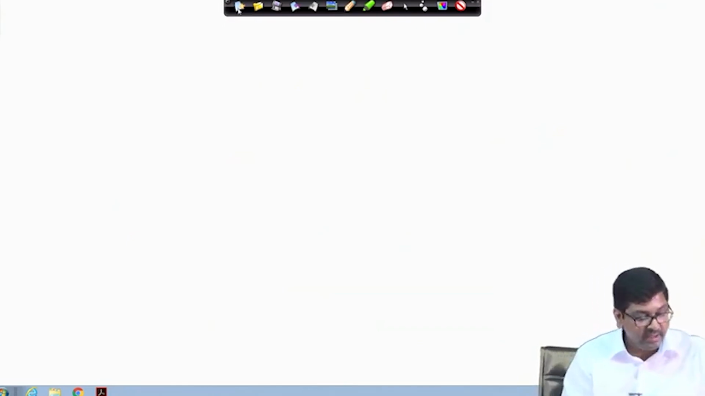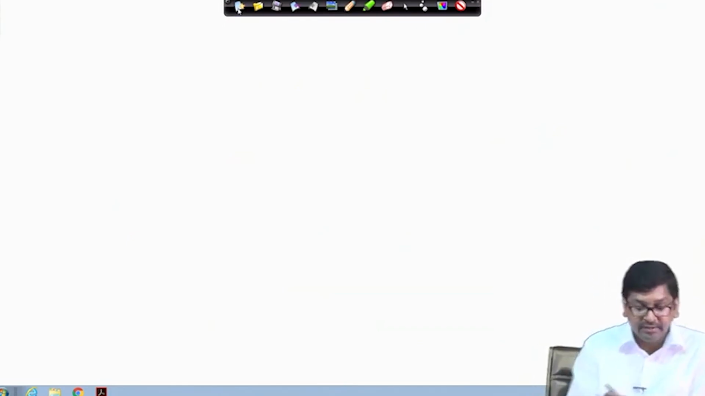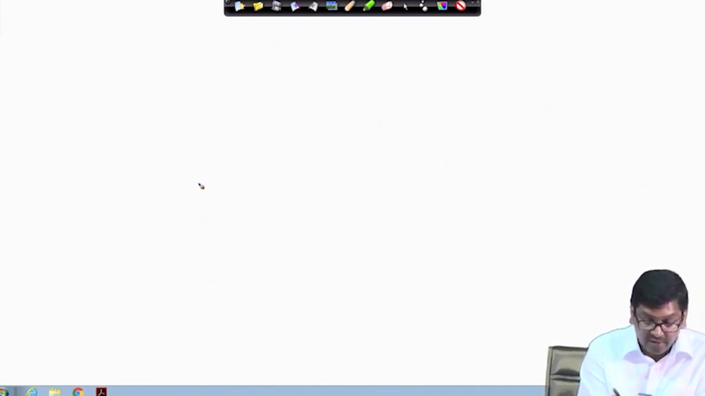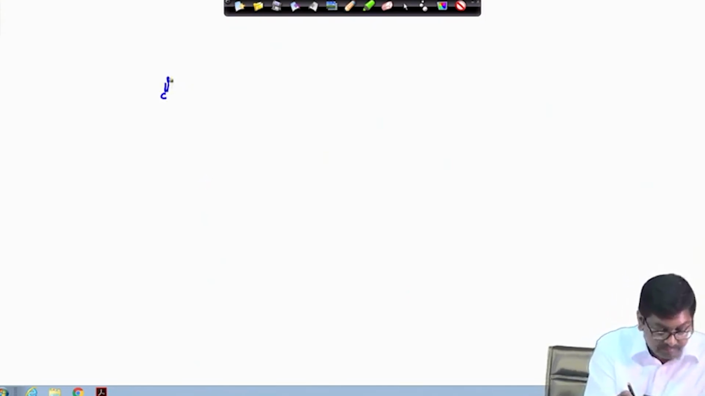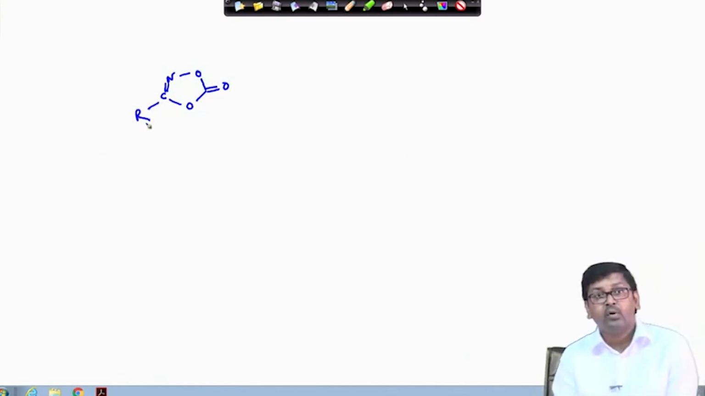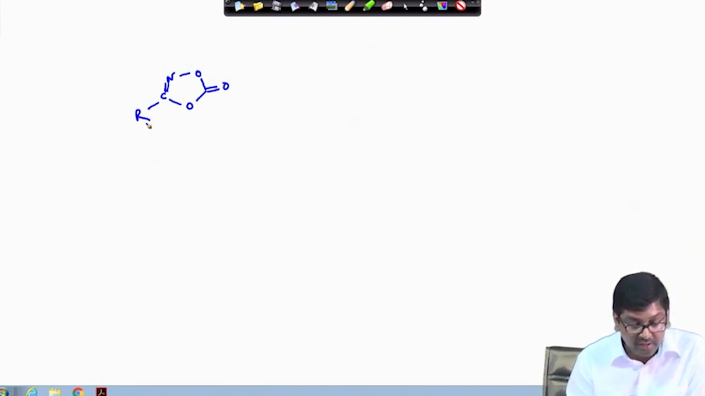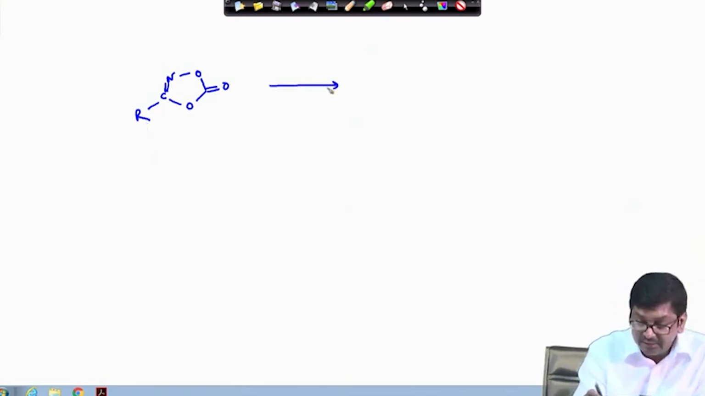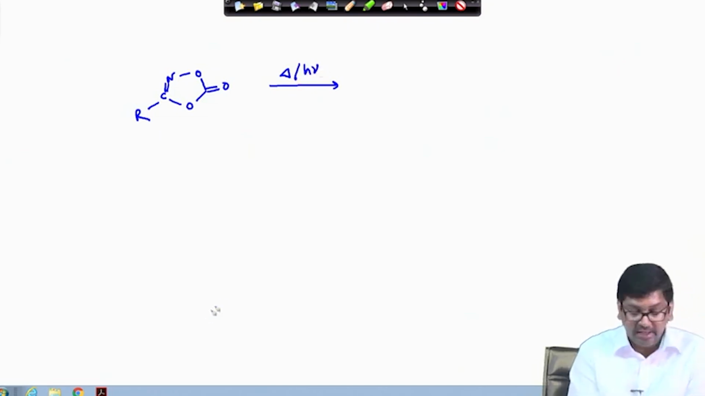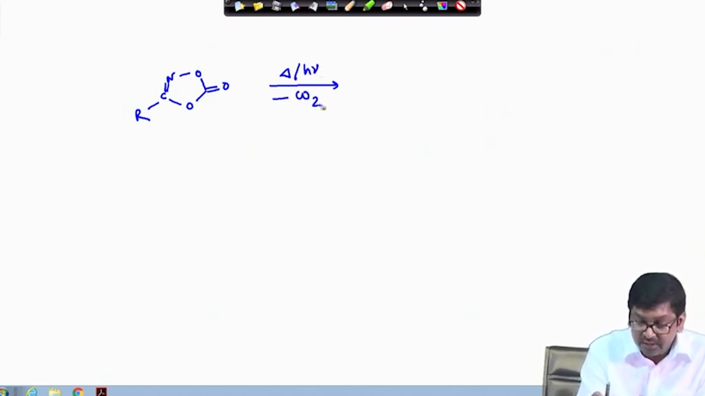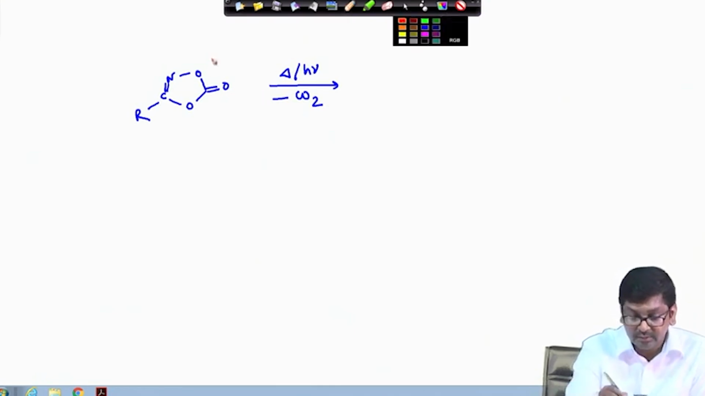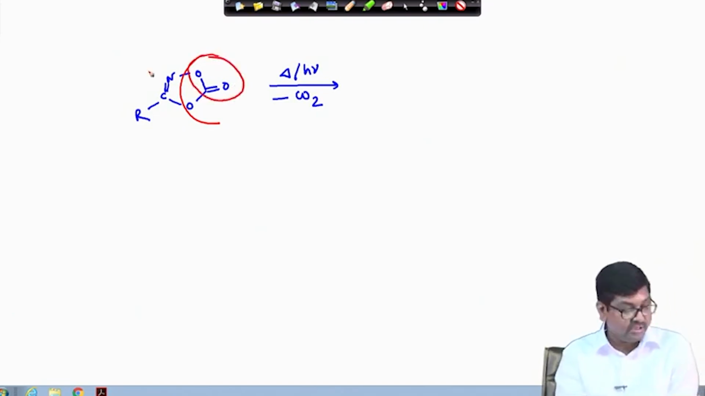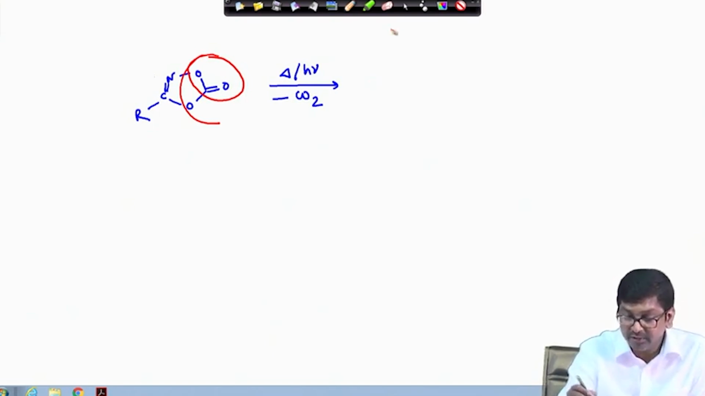As per example, if you take some oxazolone moiety, that is 1,4,2-dioxazol-5-one, this is the 1,4,2-dioxazol-5-one moiety, and under thermal or photochemical conditions, this will liberate carbon dioxide to give the corresponding nitrene.